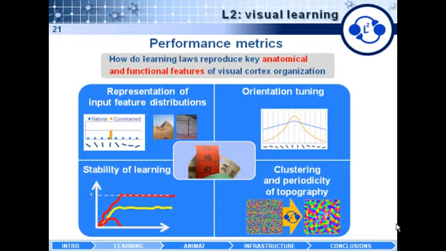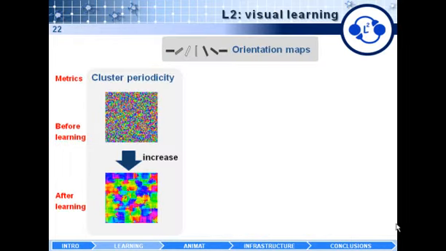So, as you unleash learning in a system to freely learn in an environment, you don't want all synaptic weights to either go to zero or to exceed or go to saturation. And also, you will expect some qualitative measures in terms, for instance, of clustering and periodicity. So these are some of the results that we have obtained, in particular in terms of orientation maps. As a function of learning, we observe an increase in clustering and periodicity.